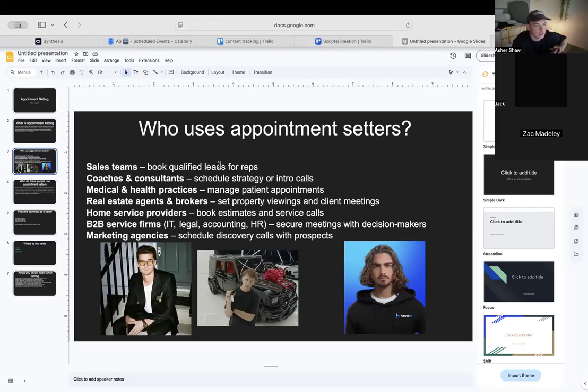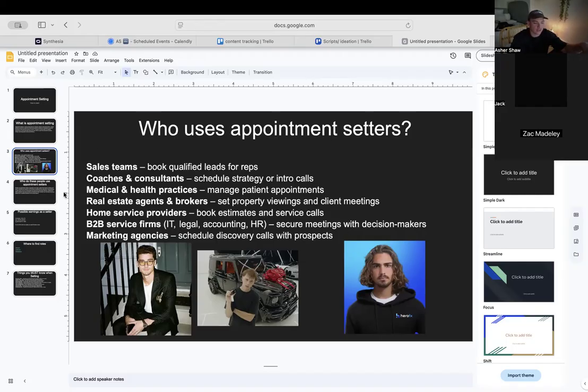All right, so who actually uses appointment setters? You'd be very surprised. Basically, any business or product always uses appointment setters in everything. So sales teams book qualified leads for sales reps, and coaches and consultants schedule strategy or intro calls. So anything really online, but also real estate agents and brokers. Anywhere that a qualified lead needs to come through and go through a call, generally a high ticket offer, is where you're going to need an appointment setter.